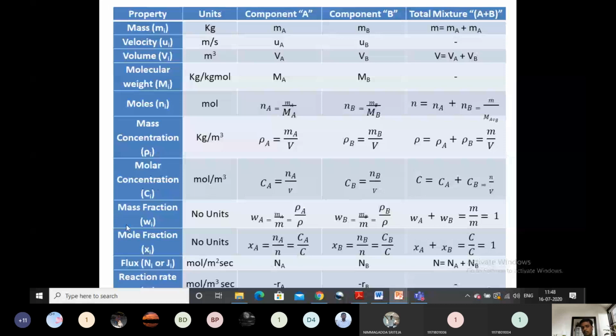Similarly, for mole fractions, we have the molar concentration of component A and the total molar concentration. C_A divided by C is nothing but the mole fraction of A. Then similarly for the mole fraction of B, so this is the additive property.